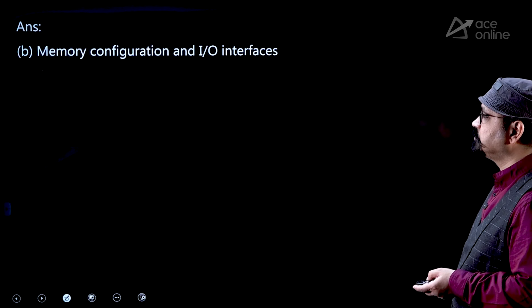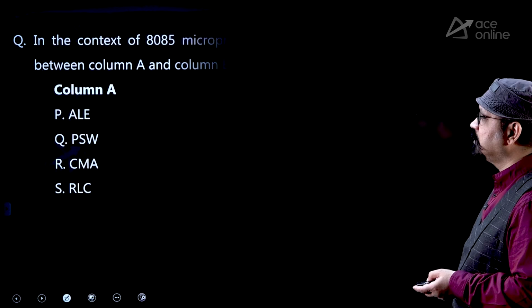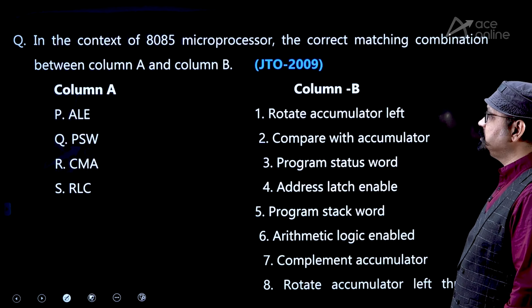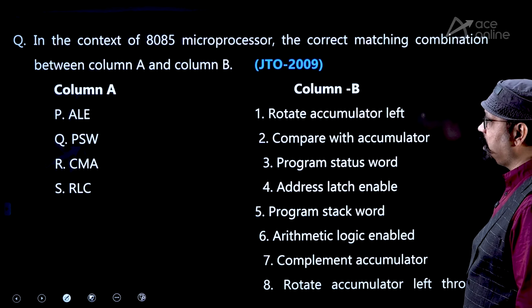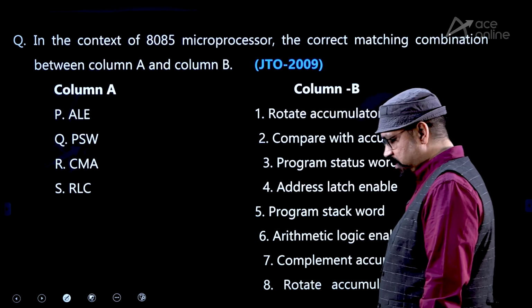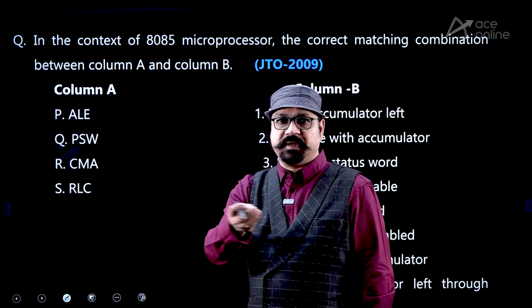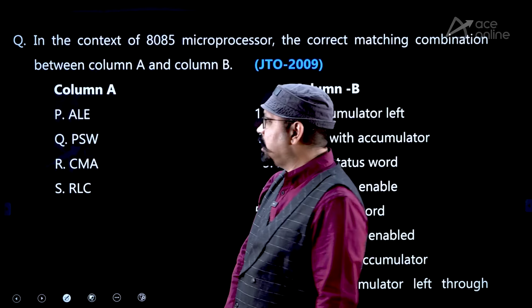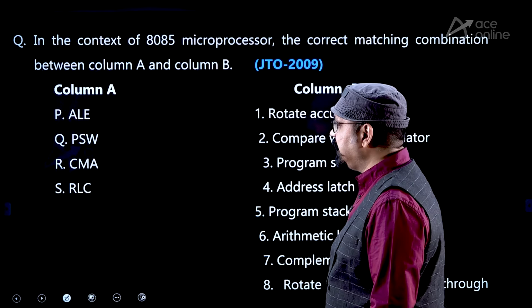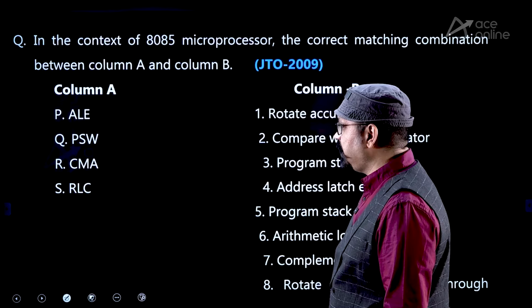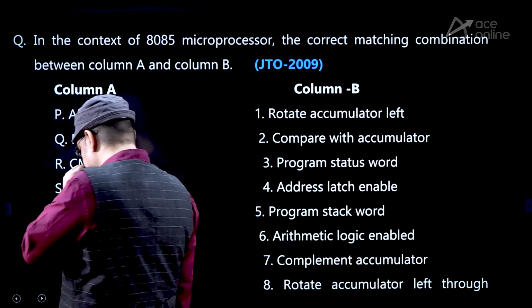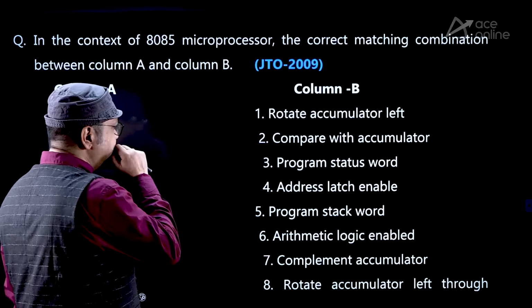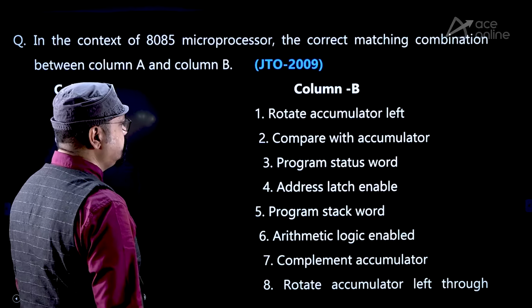Right? Let's see one more question. In the context of 8085 microprocessor, the correct matching combination between column A and column B. Achha, it's a JTO question, I just added some extra questions, right? What is column A? ALE is given, PSW, CMA, RLC. And column B, please read column B. What is given? Several statements are given.